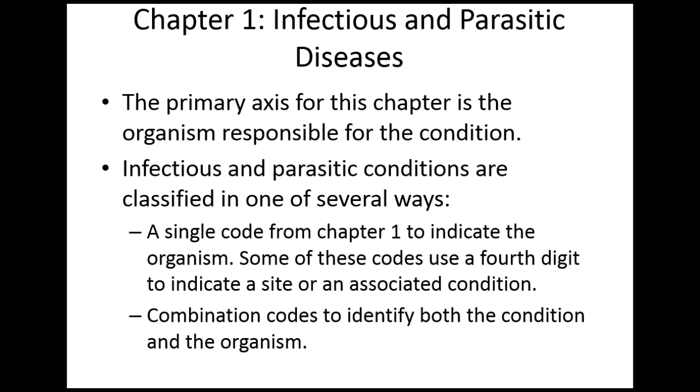Infectious diseases are classified in one of several ways. First, with a single code from Chapter 1 to indicate the organism. Some of these codes expand the fourth digit to indicate the site or the related disease process. Or with two codes combined to identify both the condition and the organism.